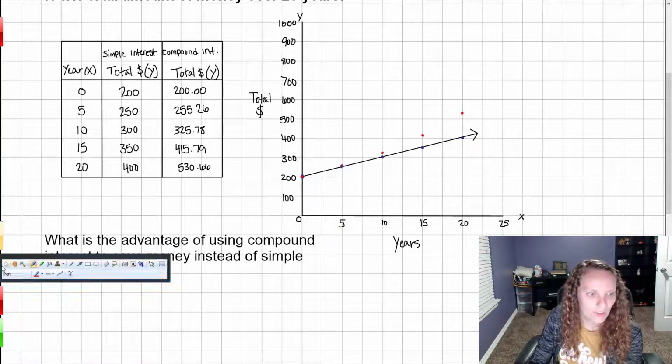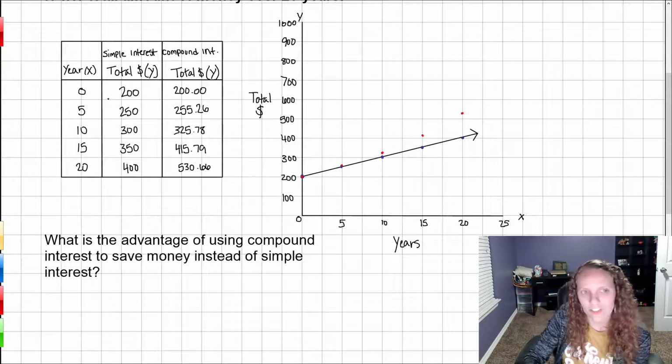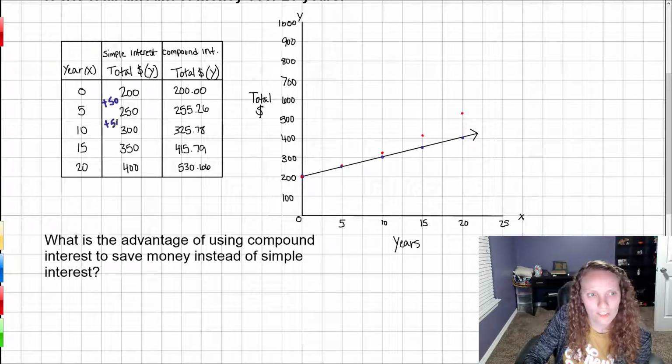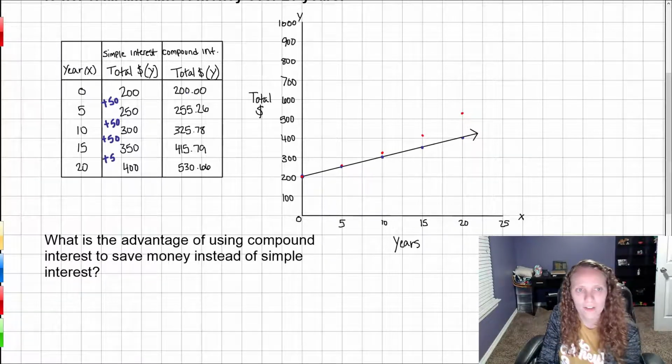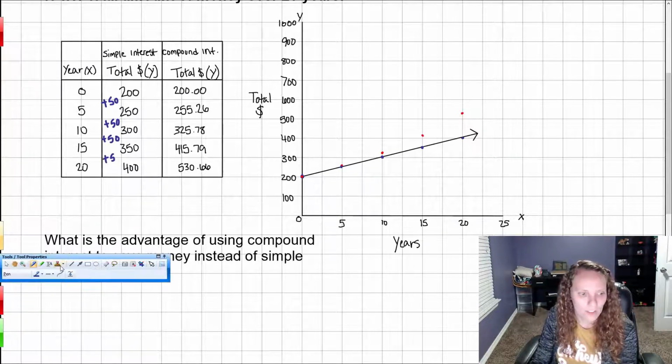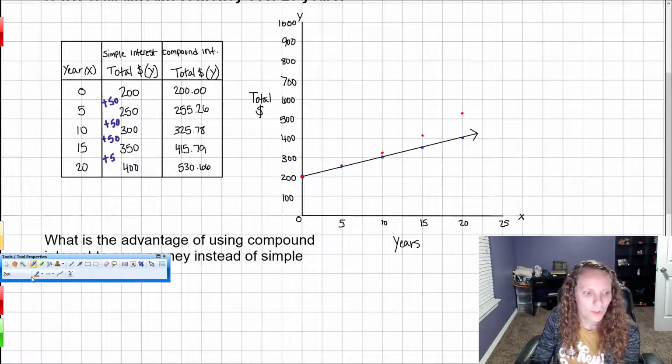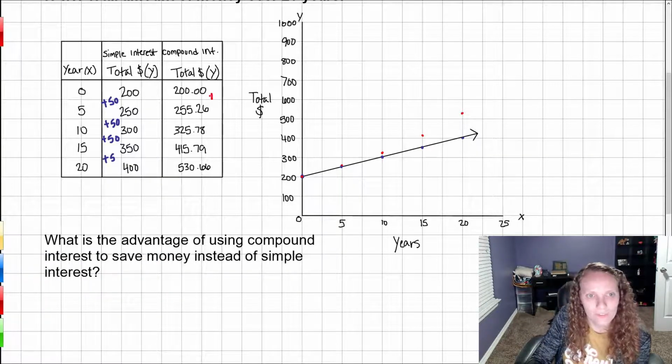And let's show that a little bit more. So the simple interest, we can just count in our head, is adding 50 each time. 200 plus 50, and then 250 plus 50. So each time it's only adding $50. Now, on the compound interest, I notice the first one added 55.26.